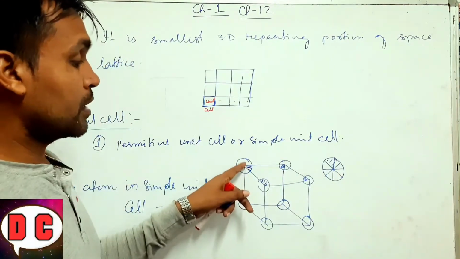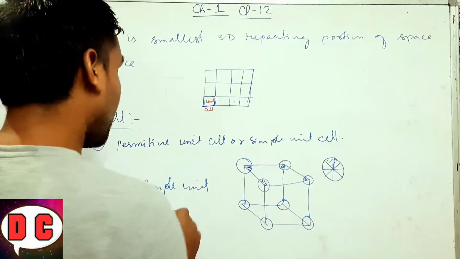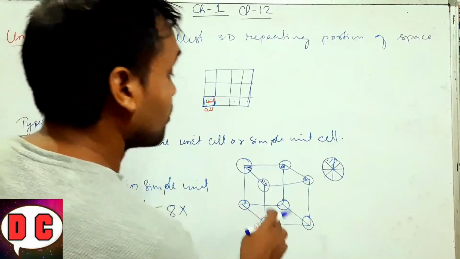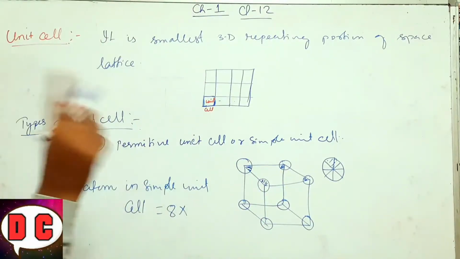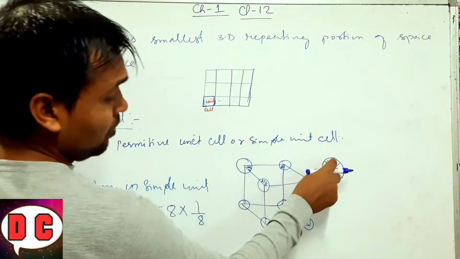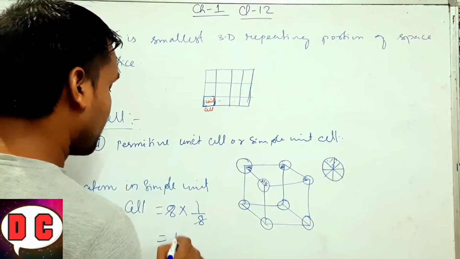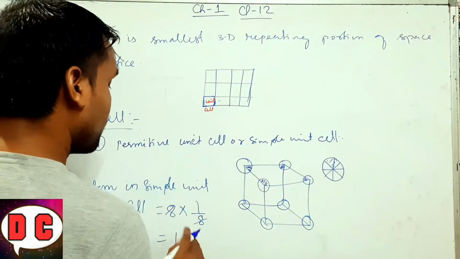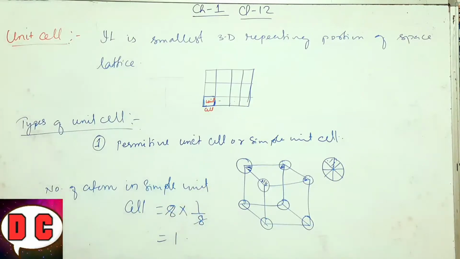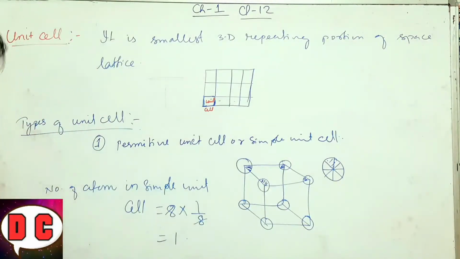And how many corners are there? 1 2 3 4 5 6 7 8. So there are a total of 8 corners. And what is the contribution of each corner? The contribution of each corner is 1/8, because out of the 8 parts, only one part is included here. So 8 times 1/8, cancel, the number of atoms in a simple unit cell is 1. This point you have to remember, very important. Okay, so hope you have understood what a primitive or simple unit cell is.